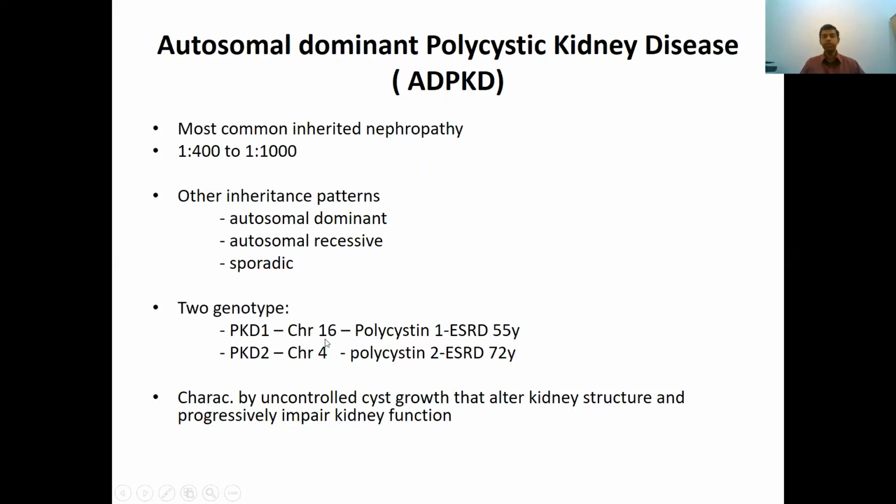For example, if you have PKD1 gene abnormality, these patients develop end-stage kidney disease much earlier, by about in their 50s, as opposed to the PKD2 type, where they have a very protracted, slow progression, and they will not develop end stages until very late in their 70s and 80s. And the disease condition is characterized by uncontrolled cyst growth that alters kidney structure and progressively impairs kidney function.